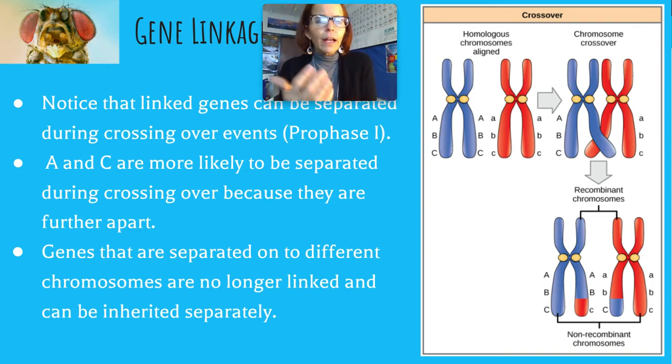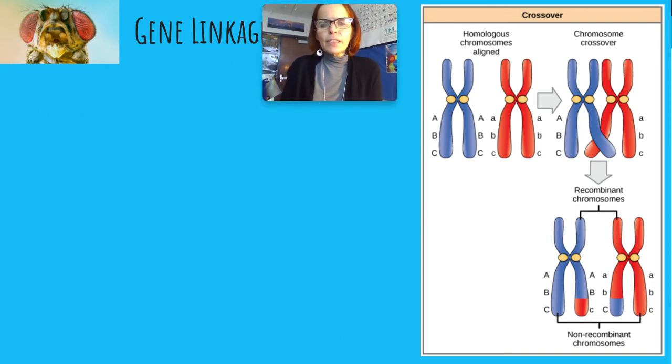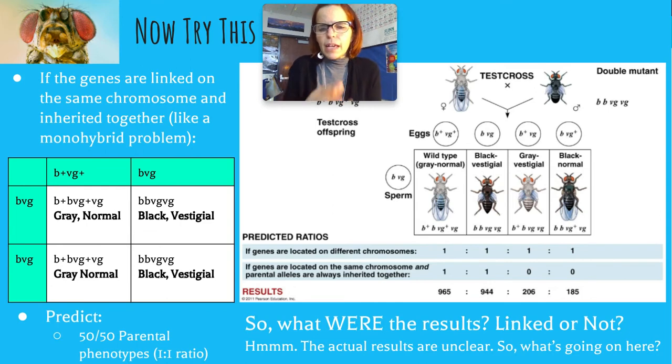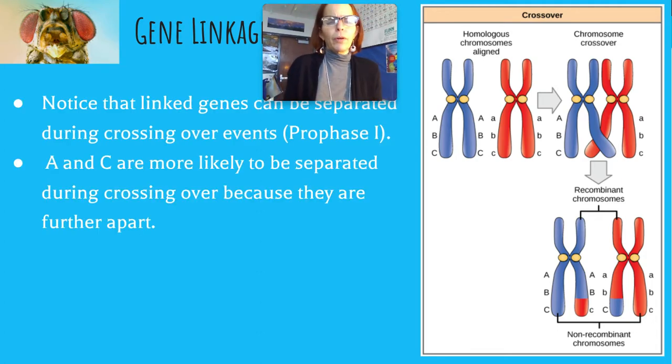So we're starting to try to understand, why did Thomas Hunt Morgan get these weird results? Almost 1,000 individuals that were like the mom, almost 1,000 individuals that were like the dad, but then 200 that were like neither parent and 180 that were like neither parent. How did that happen? Crossing over is where we're going with this.